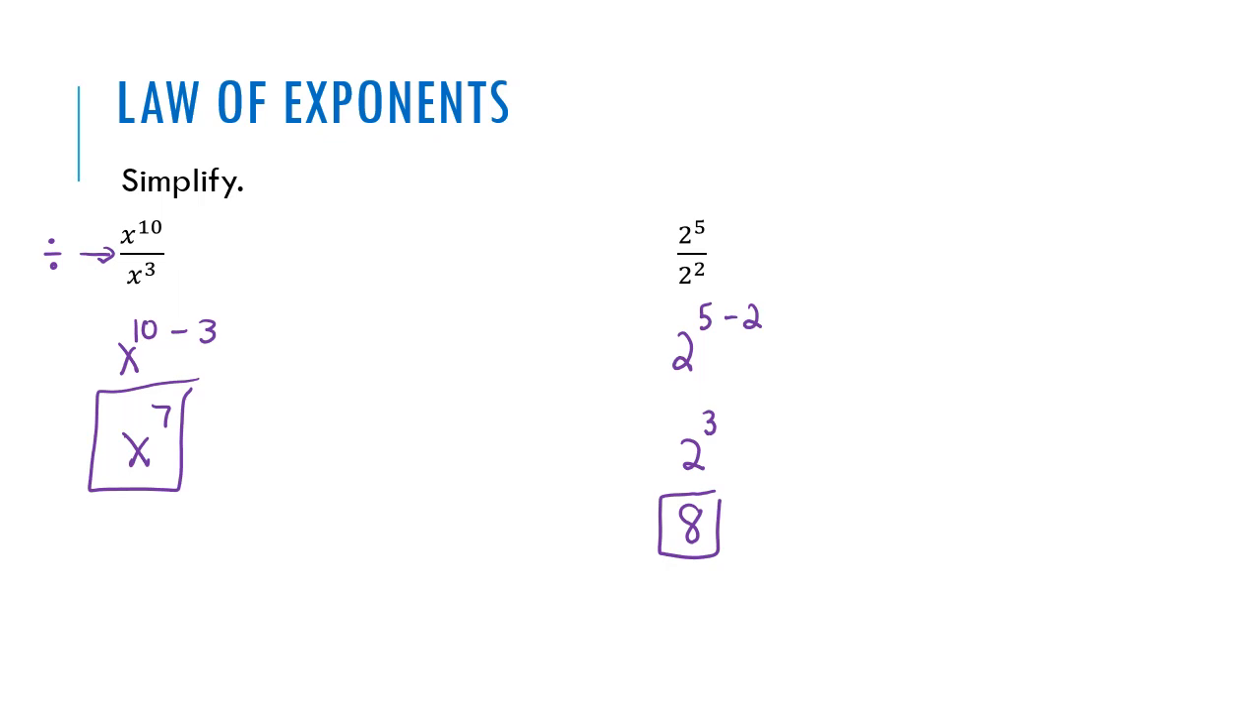8. So this law of exponents, this property, is any number, any base to some exponent divided by the same base with a different exponent, could even be the same number technically, you subtract them. So it's a to the m minus n. And that's the other property of exponents.